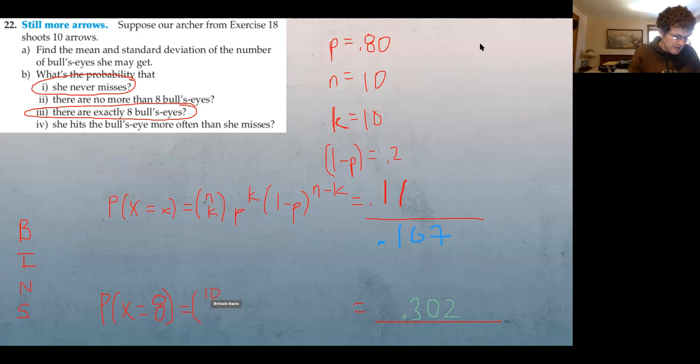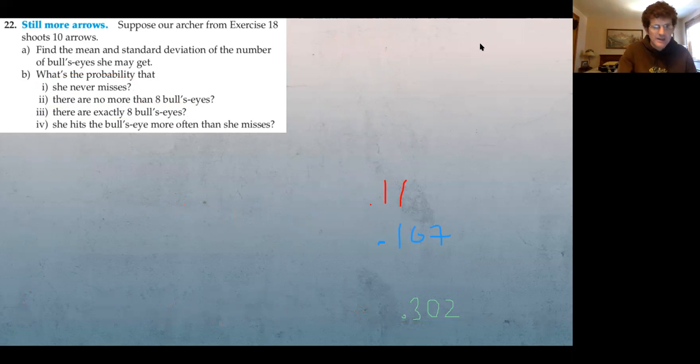So I'm going to do 10 choose 8, times the probability of 0.8 raised to the power of k, which is 8. And then it's going to be 1 minus the probability, which is 0.2, raised to whatever's left over. I know it says n minus k, but it's whatever's left over out of 10, because remember, these two have to add up to n. So once you plug that into your calculator, 0.302 is the same answer that I got. So must mean it's right if 2 people got it. So there we go. That's kind of the main takeaway for today.